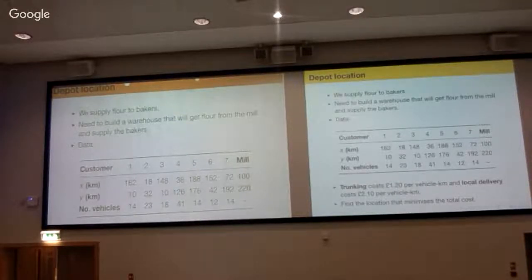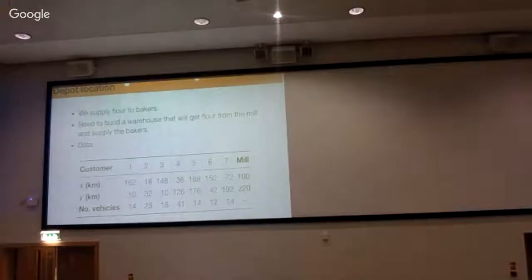Okay. Does that make sense? Now, the model that we'll be looking at for positioning the warehouse is a simple model. The data we have are the coordinates in kilometers of each of the 7 bakeries, and also the coordinates of the mill. And then we also have the number of vans per week that we need to send to each of the customers, each of the bakeries. So this is what we have.